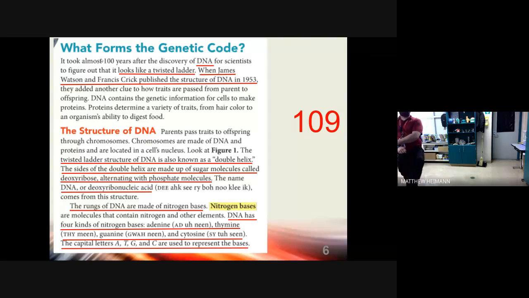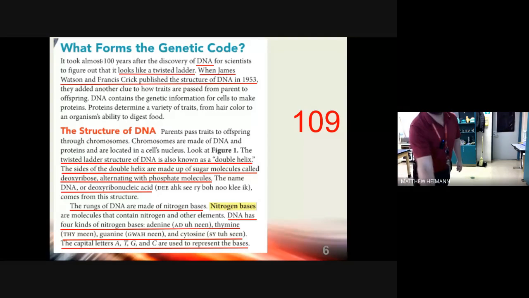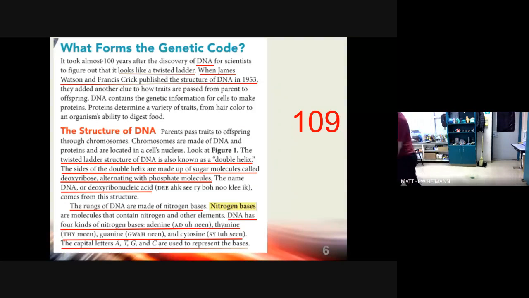The twisted ladder structure of DNA is also known as the double helix. The sides of the double helix are made up of sugar molecules called deoxyribose, alternating with phosphate molecules. The name DNA, or deoxyribonucleic acid, comes from this structure. The rungs of DNA are made up of nitrogen bases.